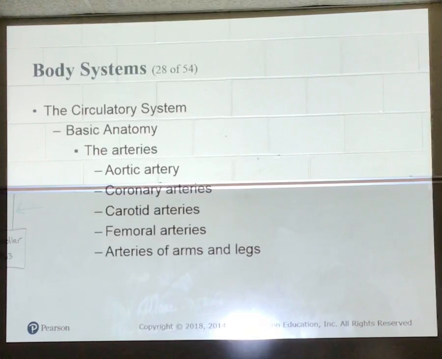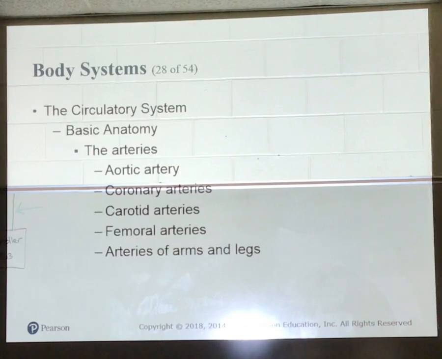Coronary arteries, where are those located, and what do they do? One on each side of the neck? Coronary arteries... wait, sorry. Coronary arteries are the arteries that feed your heart.